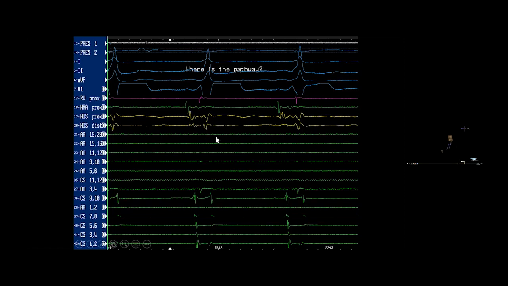Right. So Dr. Lee, let me ask you this question. This is a 7-time failure in ablation. And we have here the resting ECG and then intracardiac signals. So if I were to ask you in this case, what is the likelihood that we'll have to ablate this pathway somewhere near the His bundle recording catheter? What would you say?